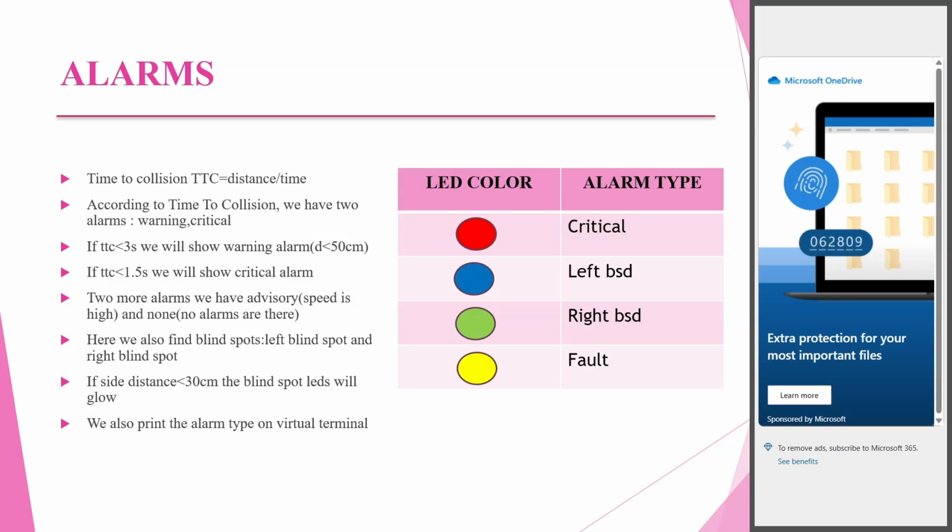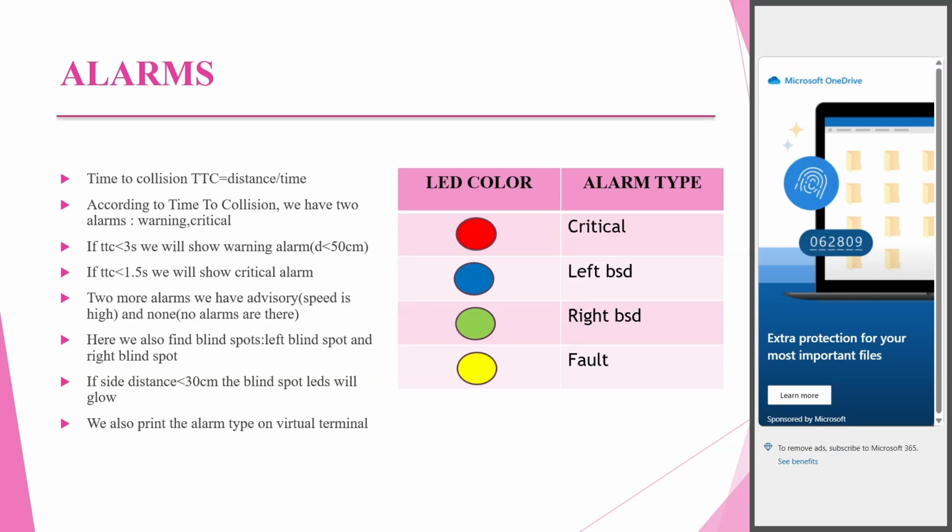Alarms: time to collision is equal to distance by time. According to time to collision, we have alarms: warning and critical. If TTC is less than 3 seconds, we will show warnings. Alarm, the distance is less than 50 centimeters. If TTC is 1.5, we will show critical alarm. Two alarms we have: advisory, speed is high, and no alarms are there.